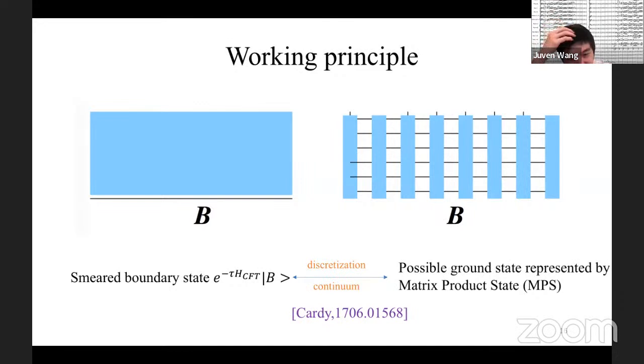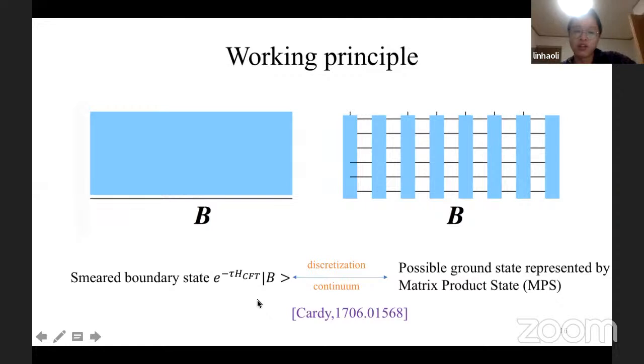What does this operator X on this B imply? So to construct the gapped ground state, you need to add some relevant operators. And after adding these relevant operators, you can calculate the energy of this smeared boundary state by some calculation, and this energy will imply the energy of the gapped ground state.